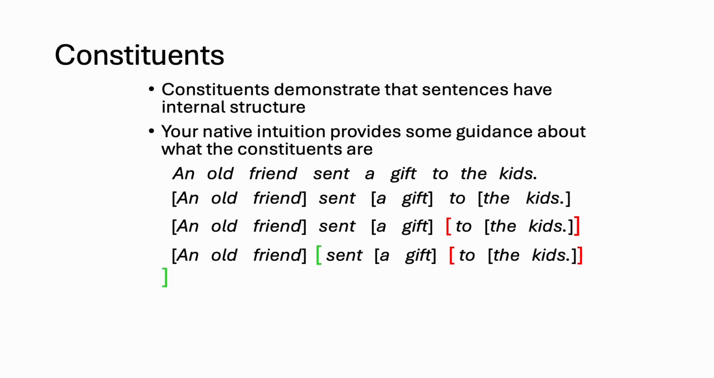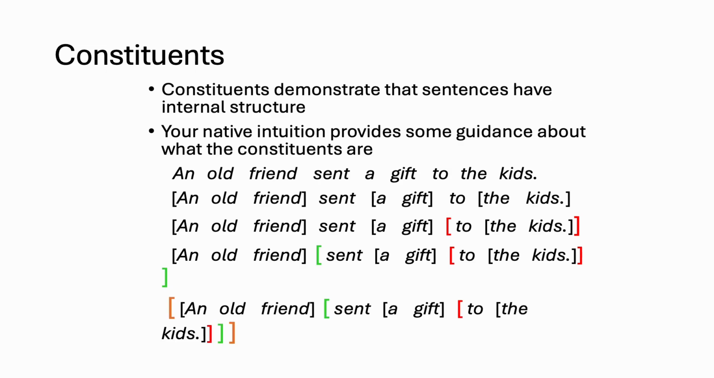And then we have a whole verb phrase, which is sent a gift to the kids. Okay? And the sentence is made up of a noun phrase and a verb phrase. An old friend sent a gift to the kids. And you can see how the bracketing goes. So basically you count the brackets.